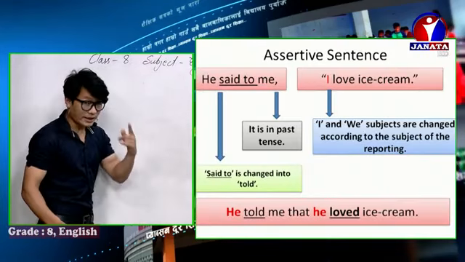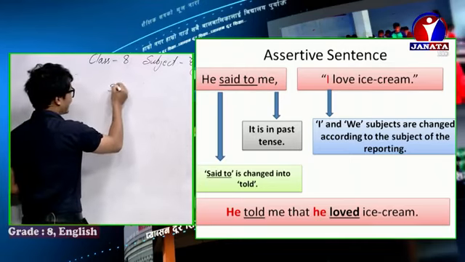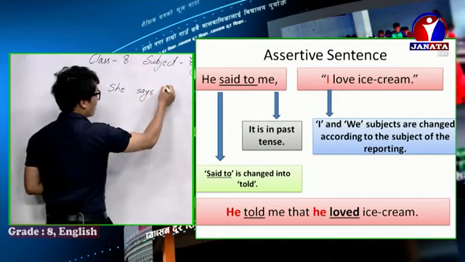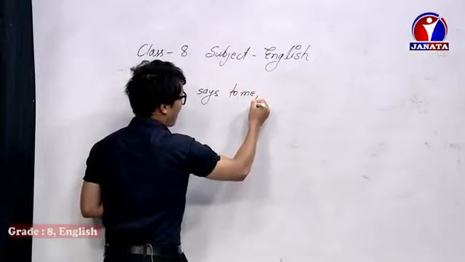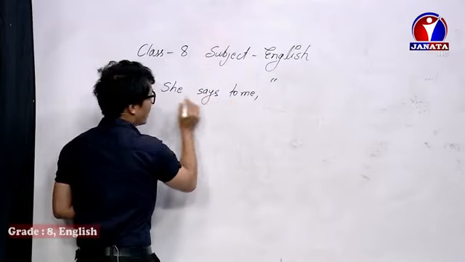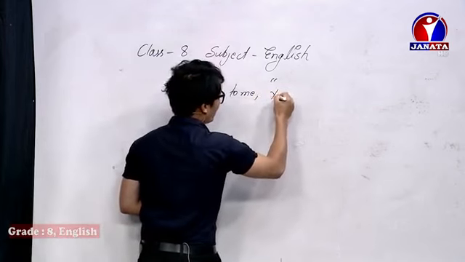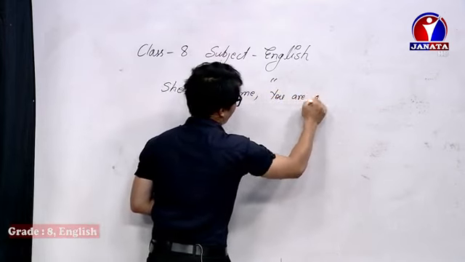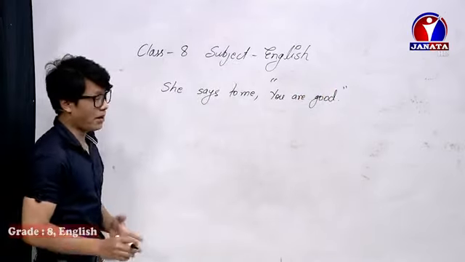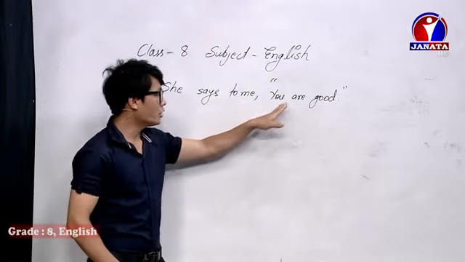Let me give you one example from assertive sentence so that you won't have any questions. Okay. S, A, Y, S, says to me, comma, inverted comma, she says to me. So this is called reporting. This is called reporting sentence. Okay. You are good. Inverted comma. Remember very well, you need to use your mind here. She says to me, you are good.